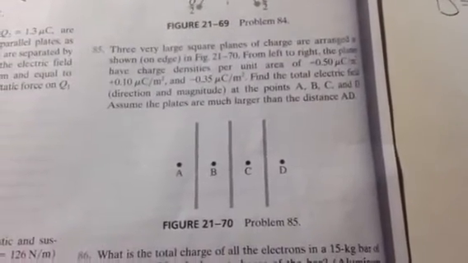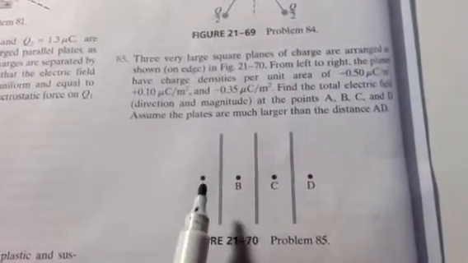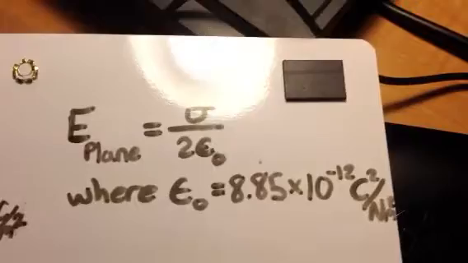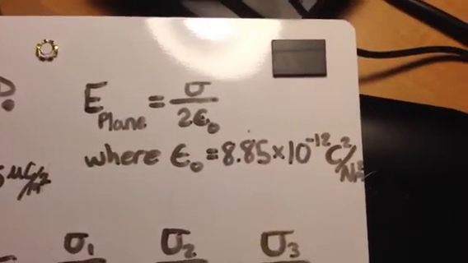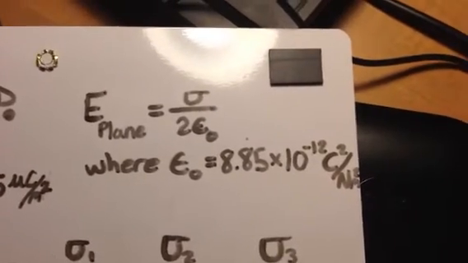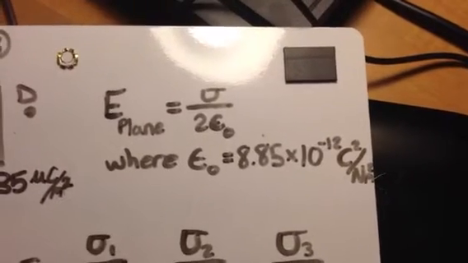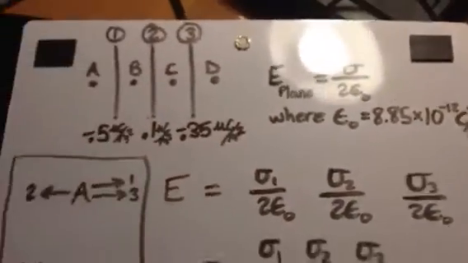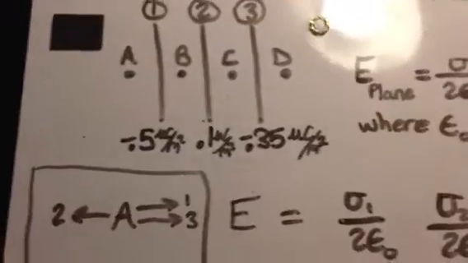Because the plates are much larger than distance AD, the distance between the point and the plane is insignificant. That is why we are given the equation: electric field of the plane is equal to sigma, the charge density, divided by 2 epsilon naught, where epsilon naught is a constant, equal to 8.85 times 10 to the negative 12 coulombs squared per Newton meter squared. So first, we take one point at a time.